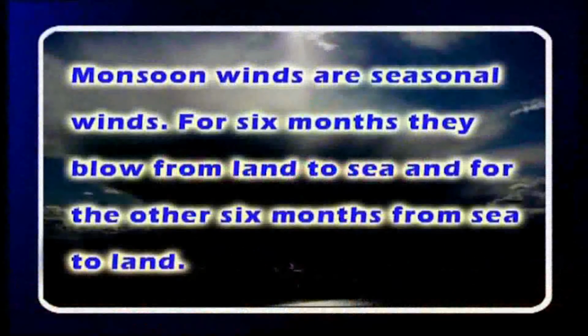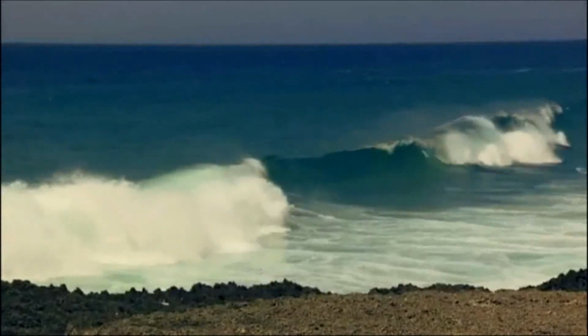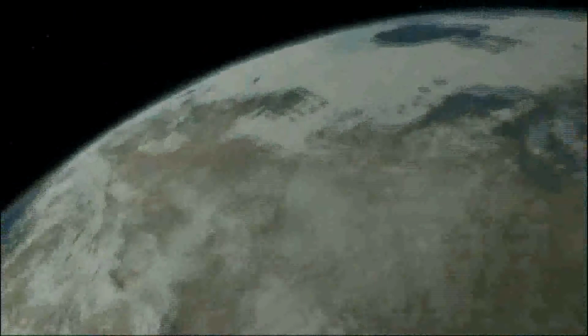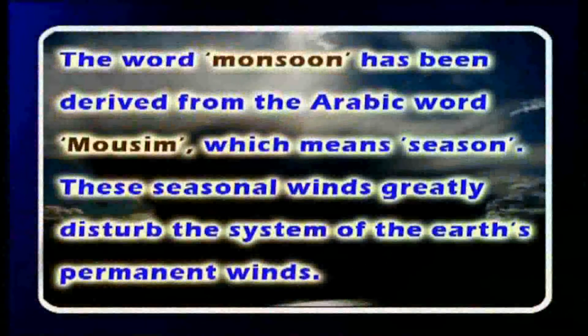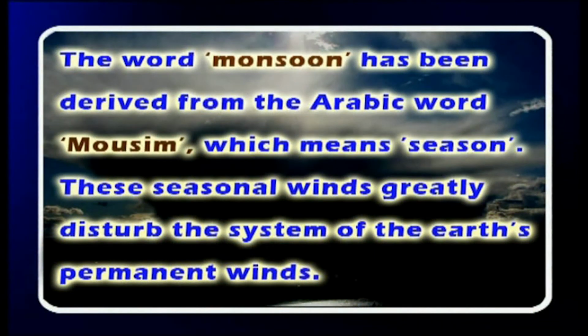Monsoon. Monsoon winds are seasonal winds. For 6 months, they blow from land to sea and for the other 6 months from sea to land. Thus, they may be regarded as land and sea breezes on a large scale, in which the period is a year instead of a day. The word monsoon has been derived from the Arabic word mausim, which means season. These seasonal winds greatly disturb the system of the Earth's permanent winds.